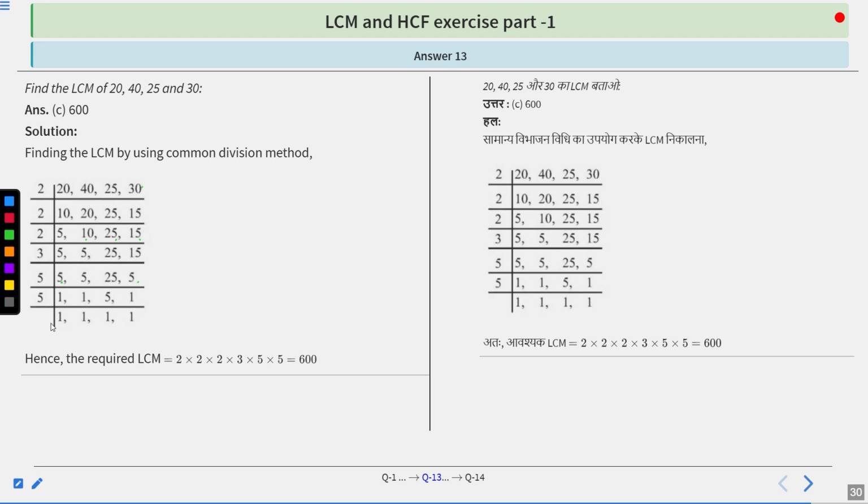Now the LCM is what? LCM is the product of all these numbers written on this side. That is 2 into 2 into 2 into 3 into 5 into 5. That is 600. So option number C, 600 is the correct answer.